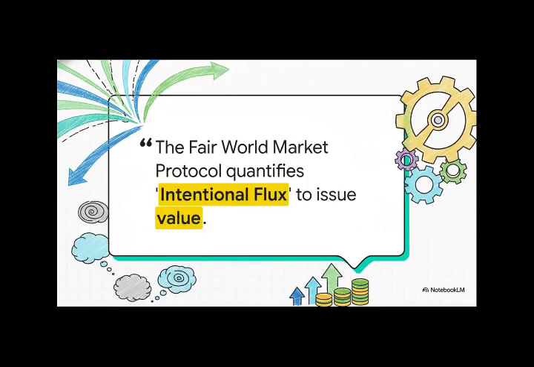So the bottom line is this: the Fair World Market Protocol takes the raw data of your intent. It measures how coherent that intent is with the rest of the system, and it uses that calculation to issue actual quantifiable value. The whole system is basically a machine for turning focused intention into a measurable asset.